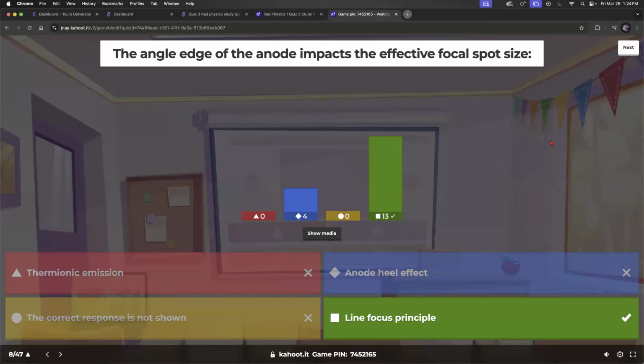Okay, so we got four answers for the anode heel effect. Why is that one wrong? Anybody can just put your hand up. Sarah's got it. What do you got, Sarah? The anode heel effect is about the side of the cathode being bigger than the side of the anode. The line focus principle is about the focal spot size. Got you. When you say bigger, you mean higher intensity, I'm pretty sure, right? Yes. Okay, cool.